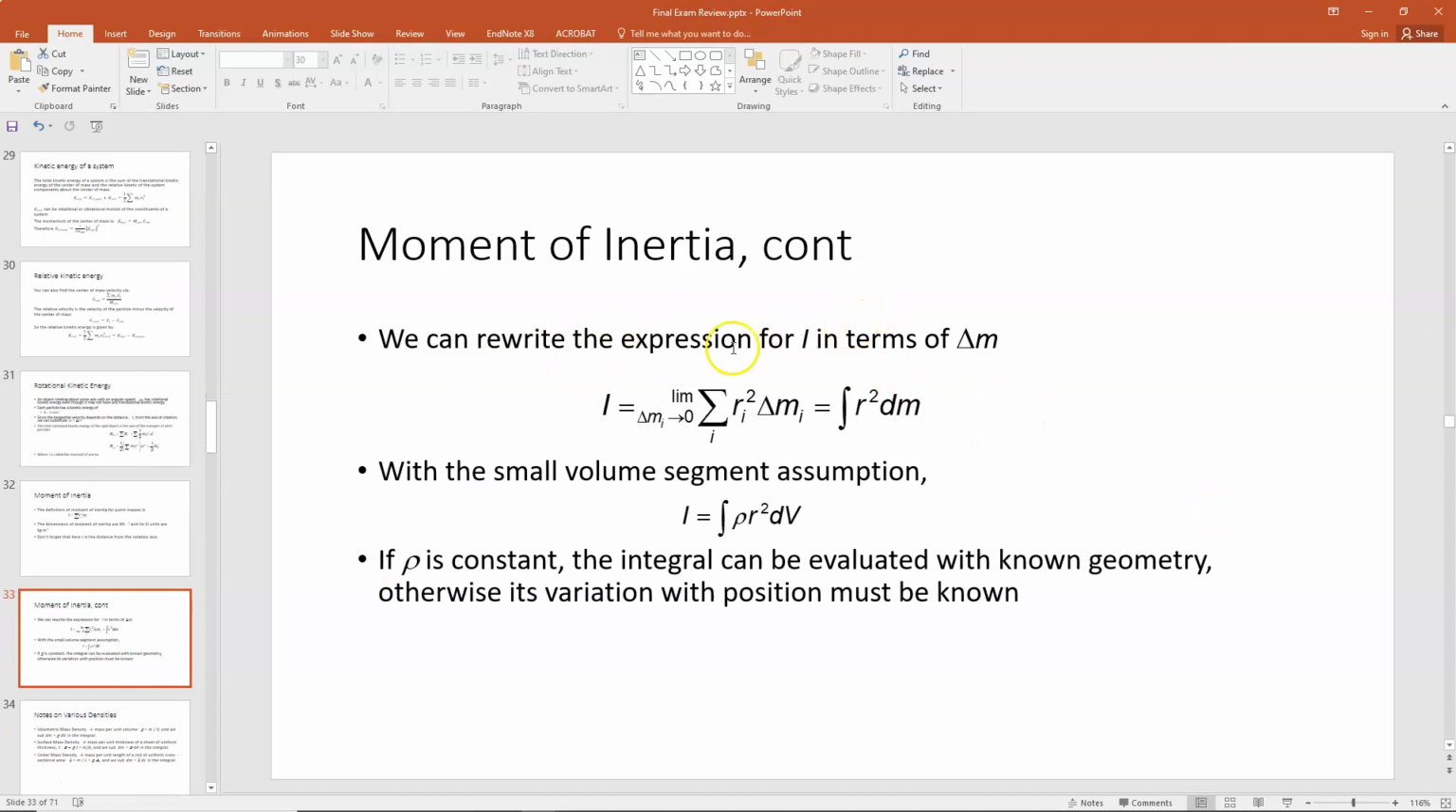Now, if you have a continuous object, it's more convenient maybe to write it in terms of an integral instead of a summation. So in that case, I will be equal to the integral of r squared dm. Now, it's stupid to integrate over mass. So instead, we integrate over the spatial coordinate and use the mass density to convert. And so that means that I, for example, for a 3D object would be the integral of r squared times rho dV.